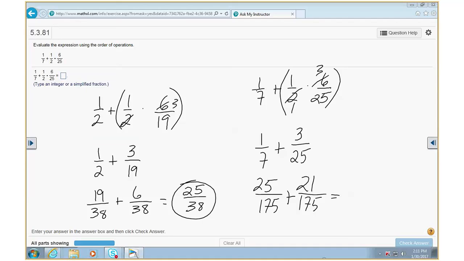Let me just give you an answer. We don't care about your queuing. We don't care about that. We don't care about you trying to teach anything. 46 over what?